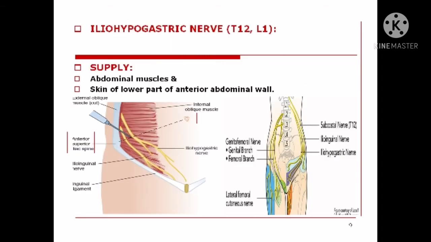The iliohypogastric nerve. It runs in between the external oblique and the internal oblique muscles. It supplies the abdominal muscles and the skin of the lower abdominal wall. We can expect this nerve running from above downward in between the umbilicus and the anterior superior iliac spine, shown by a dotted line in the diagram.